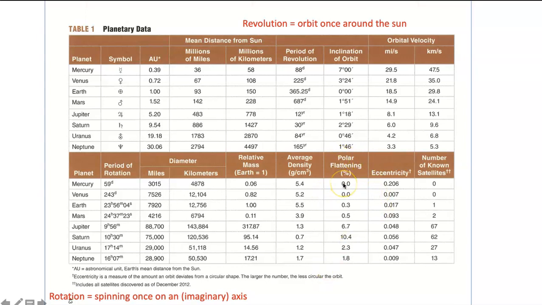Polar flattening, I'm not going to ask you about, but it has to do with the fact that when planets spin, their poles flatten a little bit.